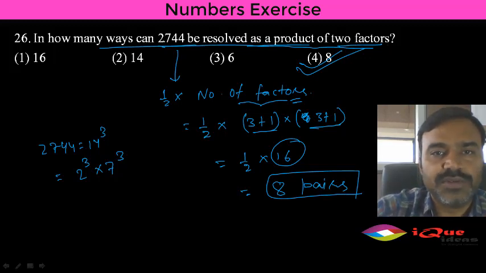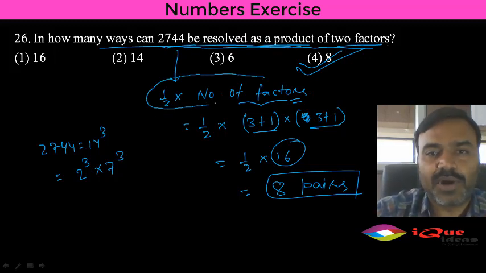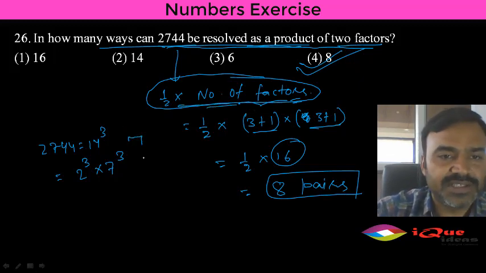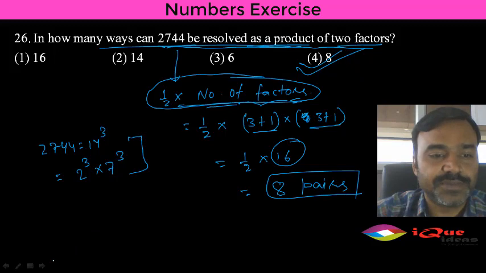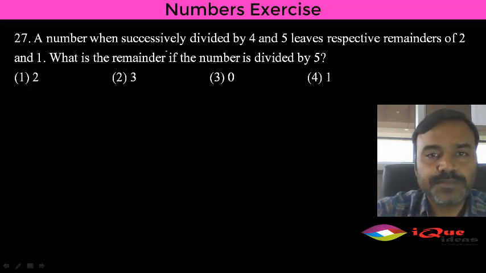Alright, you need to know all these rules. In how many ways a number can be presented as a product of two numbers, straight away it is half the number of factors. And how do we calculate the number of factors? That we have already explained in the previous question. Okay, let's take up the next one.